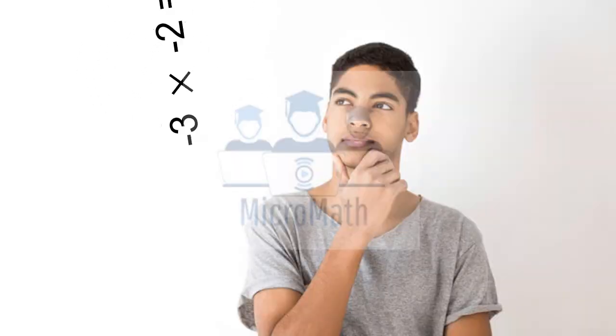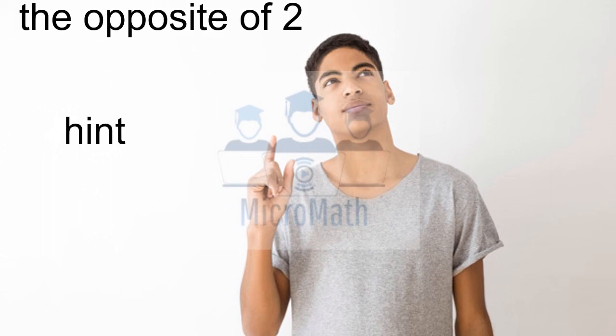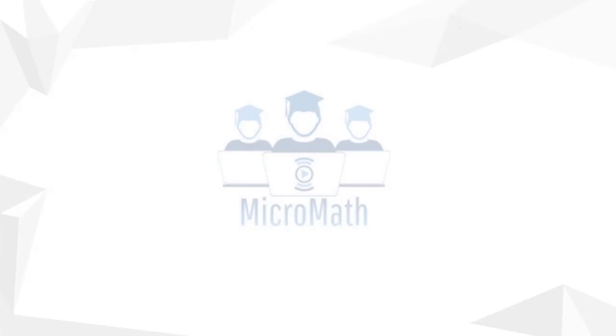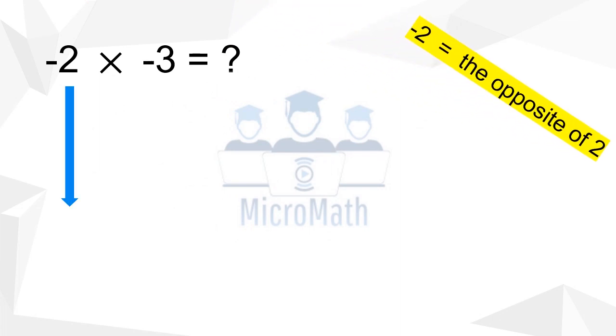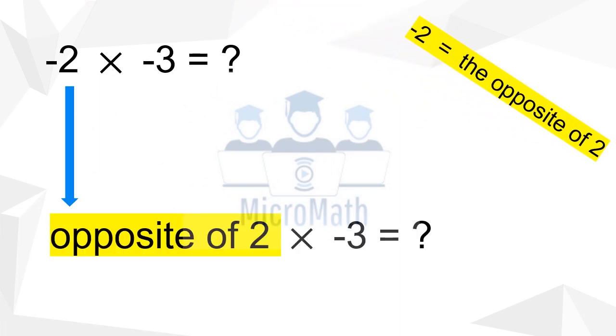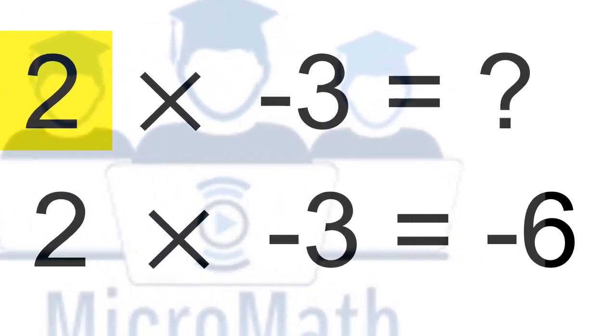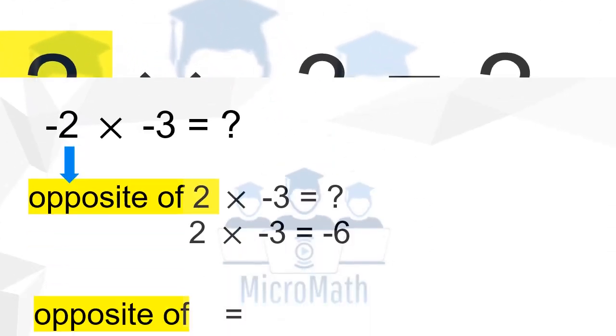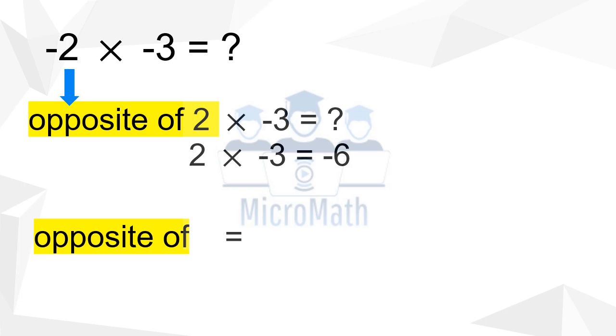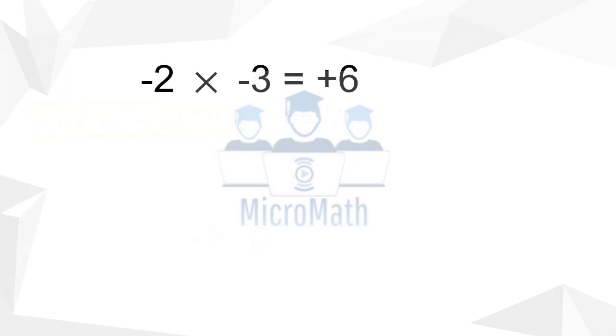But now our goal is to find negative 3 times negative 2. Yeah, I can substitute negative 2 with the opposite of 2 in the question again. So, by substituting negative 2 with the opposite of 2 in the question, I have what's opposite of 2 times negative 3. I already know that 2 times negative 3 is negative 6. By doing 2 times negative 3, I have negative 6. So what's opposite of negative 6? It is positive 6. And this is why negative 2 times negative 3 is positive 6.